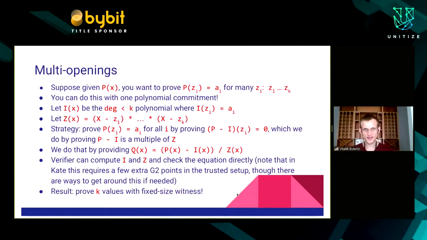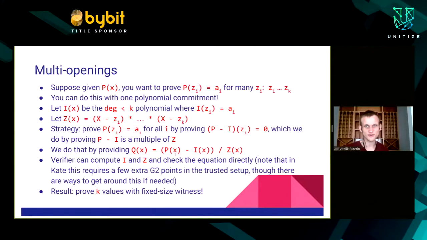Multi-openings. So this is where we get to the point of actually learning why polynomial commitments are useful, right? Let's say that instead of wanting to prove one value, p of z equals a, we want to prove p of zi equals ai for a whole bunch of values. So you want to prove a whole bunch of values at a whole bunch of positions. You can do this with only one witness.